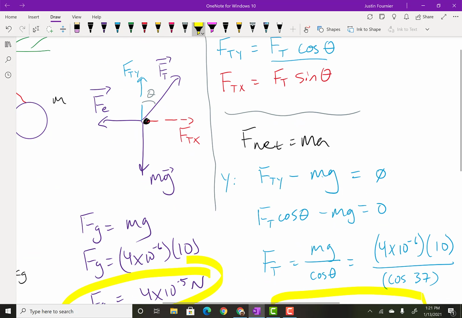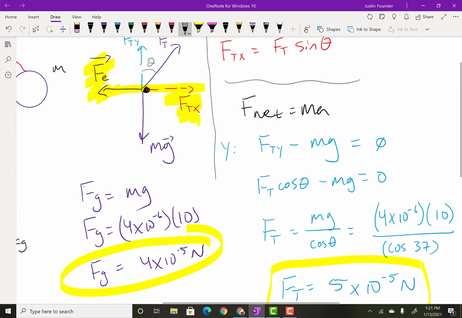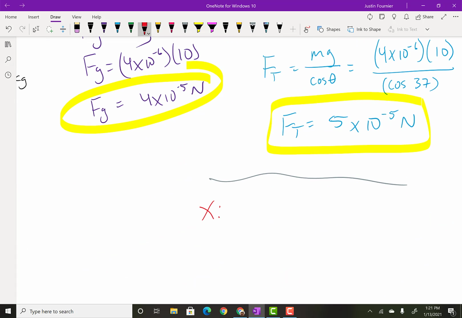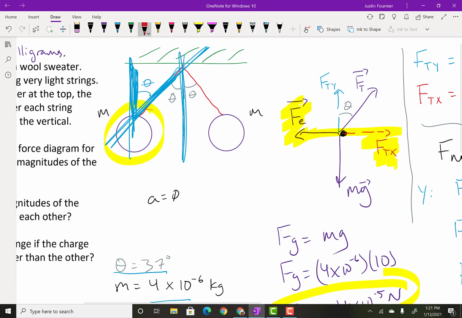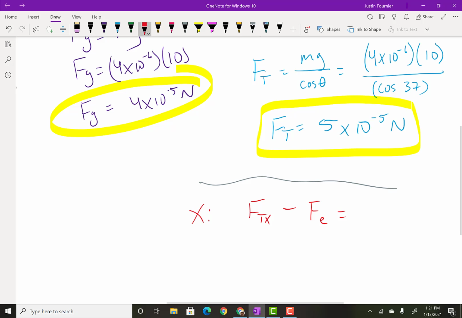Now just to find out what the electric force is. For here I can use that the electric force is going against the x component of the tension force. So I'm going to keep going with my Newton's second law, but do it now in the horizontal direction. I got the tension force in the x direction pointing to the right, minus the electric force pointing to the left. And again, my acceleration is going to be 0. This is at rest. There's no acceleration.